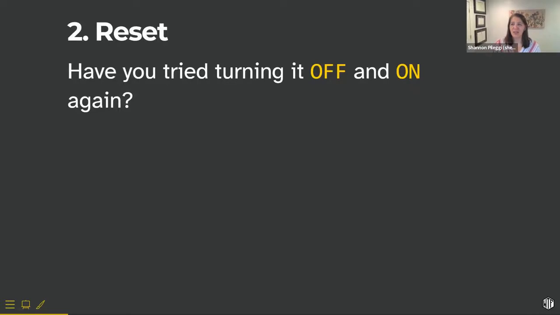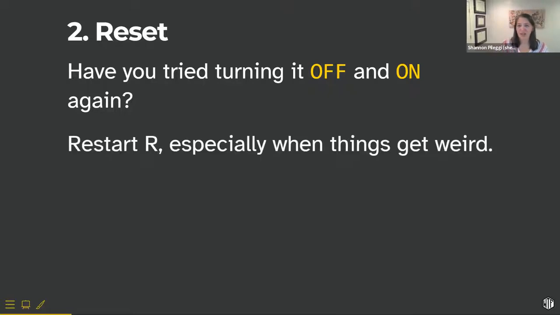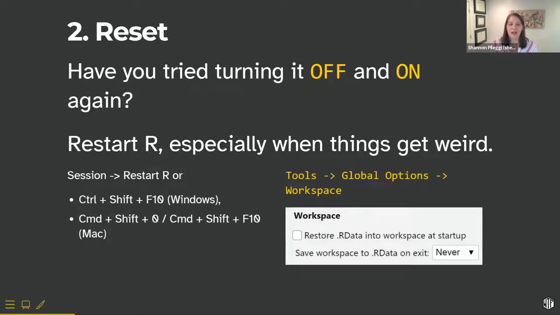Another thing that's really, really important for debugging that not all people might know is to reset R. It's actually the best thing for your computer or your phone or R, when anything goes wrong, you want to try turning it off and on again. And so you want to restart R, especially when things get weird. This is always a first step you should take. And there's a couple different ways you can do this.